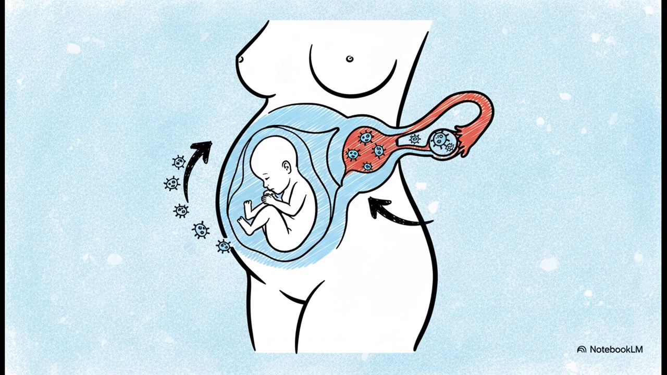The first is called a transcervical or ascending infection. This is when microbes from the mother's birth canal travel upwards and infect the baby, usually during labor and delivery. This often leads to pneumonia or sepsis right after birth. The second highway is transplacental. This is when the infection is in the mother's blood and it crosses the placenta to infect the fetus directly. This can happen at any time during the pregnancy.